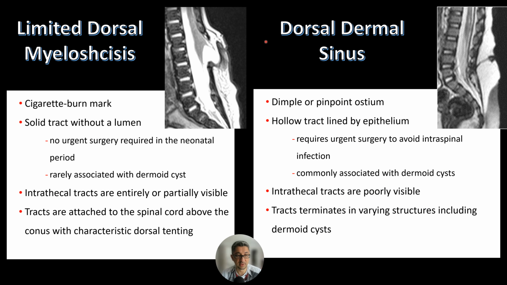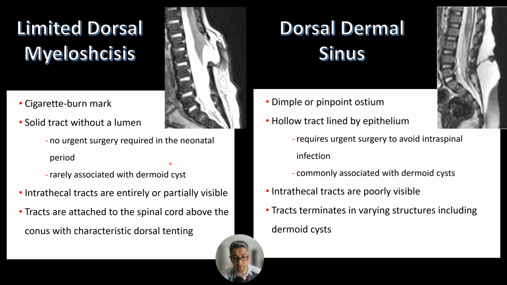How do we differentiate limited dorsal myeloschisis from dorsal dermal sinus? Because they are histopathologically in the same spectrum. There are some differences. First one is the cutaneous lesion. In limited dorsal myeloschisis, there is a typical characteristic cigarette burn mark. In dorsal dermal sinus, there is a dimple or a pinpoint ostium. There is a real hollow tract lined by epithelium in dorsal dermal sinus, but in limited dorsal myeloschisis, it's a solid tract without a lumen.